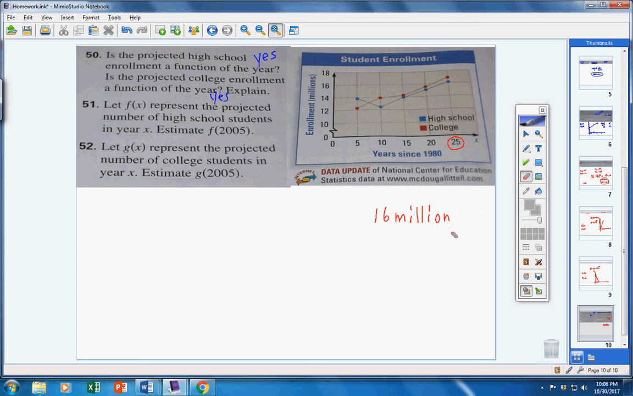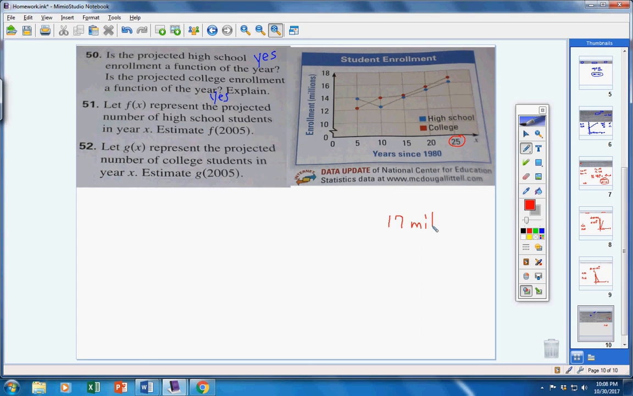Now they want you to estimate G of 2005 for the college students. So here's 2005. College is the red. We go up to the red. That's pretty close to 17 million.